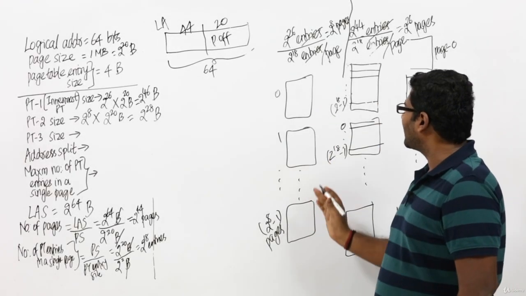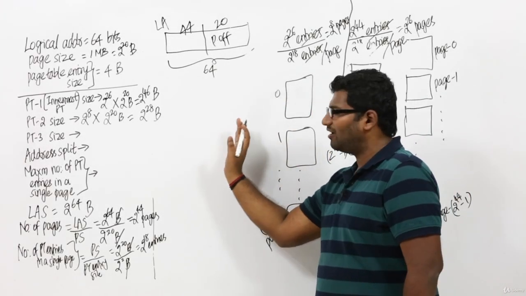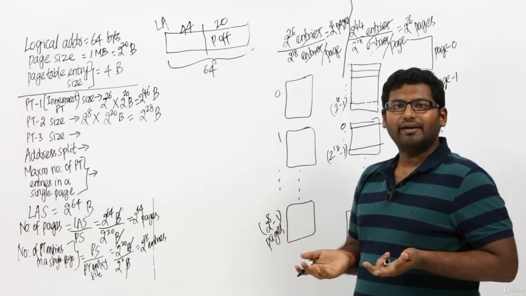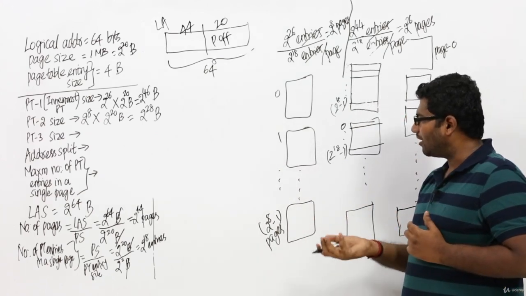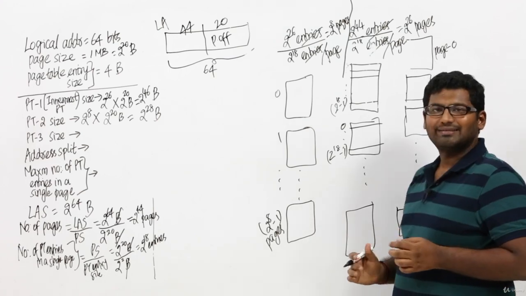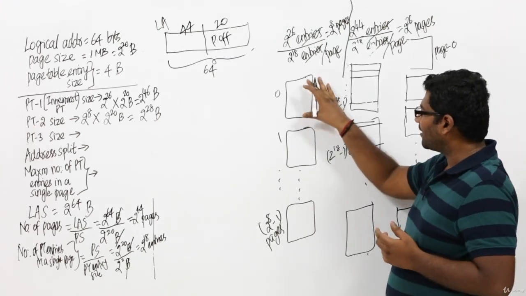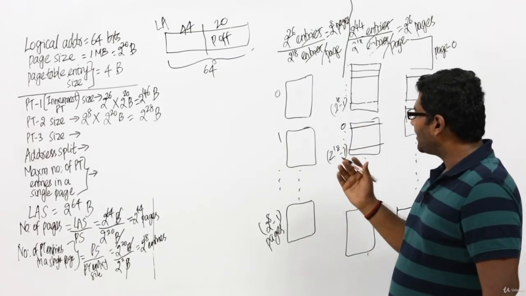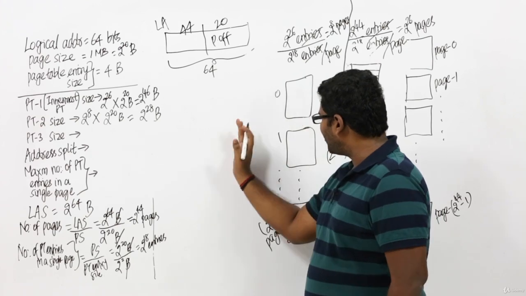Can I stop it here, or I might have to go for one more level of page table? Definitely I need to go for one more level of page table, because this level of page table is not accommodated in a single frame. It is accommodated across multiple frames. So I might have to go for one more level of page table.